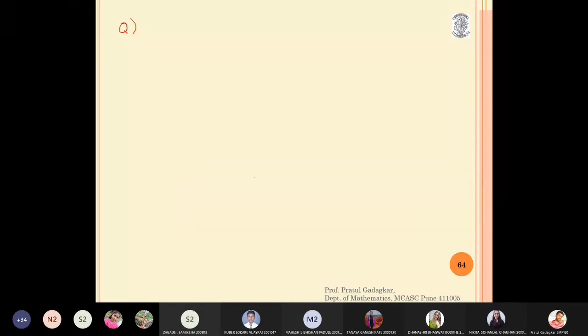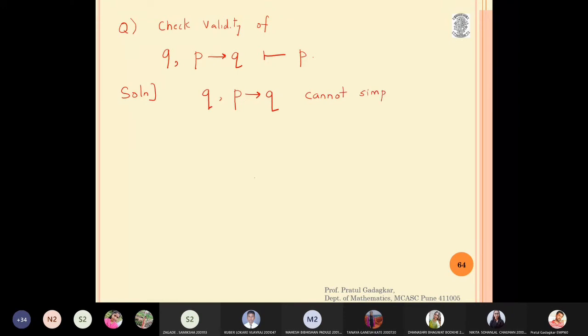Okay. Let us check the validity of the argument Q, P implies Q. Conclusion is P. So now, if you look at this problem, Q and P implies Q, you cannot further simplify. Cannot simplify by either modus ponens or modus tollens. So I have to stop at this stage. I cannot proceed by any law. Even if I try to play with these, you will not get something different. You will come up to the stage that this thing cannot be simplified, and you cannot conclude that it is surely coming up to be P.